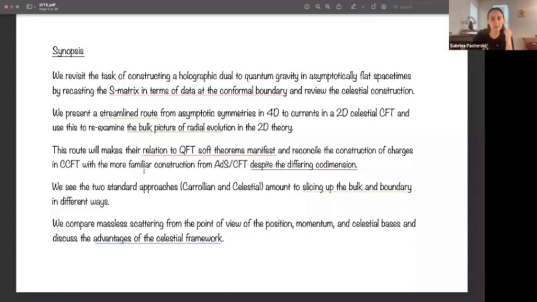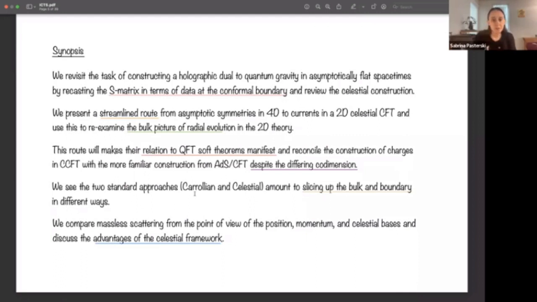And this route is going to make the relation to the soft theorems manifest, and that was the first part of our timeline. It will also give a little insight into how we're viewing the bulk versus boundary in celestial CFT, as opposed to the lovely work of Suvrat and others that was presented a couple of strings ago. We're still slicing the bulk and boundary, but we're doing it in a different way. And that's going to be the emphasis here.